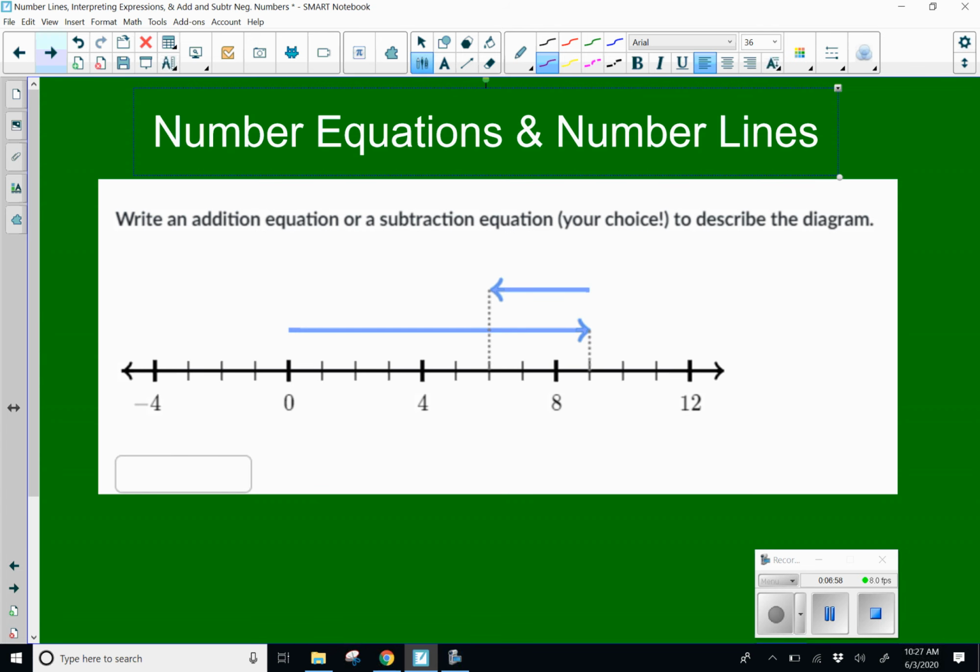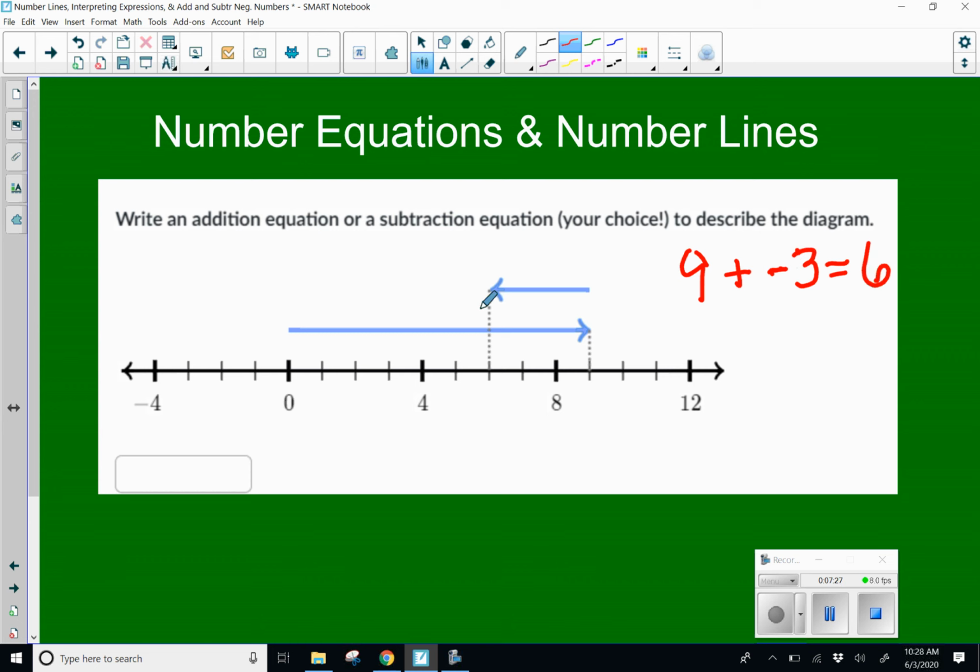Okay, let's try another one. Again, we're writing the full equation. I can see that my first arrow is going all the way to a positive 9. And then my second arrow is going the opposite direction, so I'm going to add a negative. And we need to count how many units. That would be 1, 2, 3 units. 9 plus negative 3 should leave us at a positive 6.